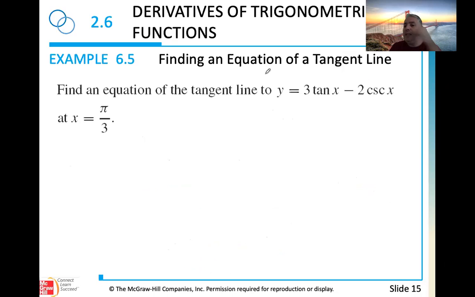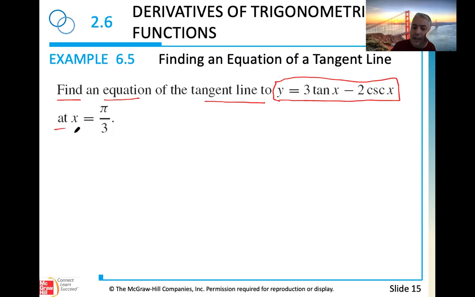Now, a very important question. Find the equation of the tangent line to y equals 3 times tangent x minus 2 cosecant x, at the point pi over 3. Now remember, what was the equation of the tangent line?